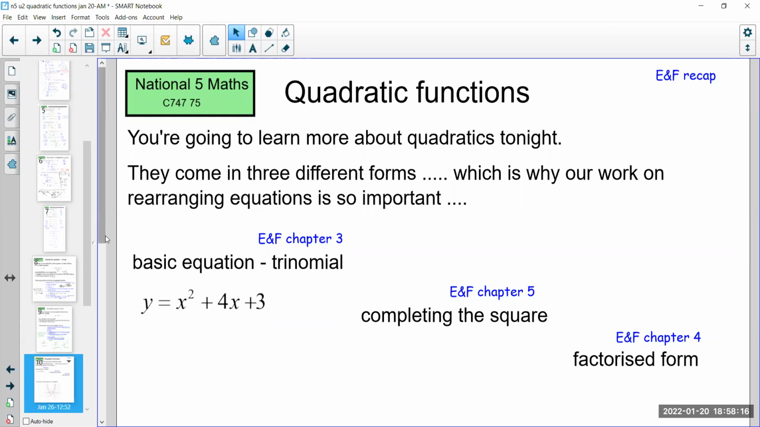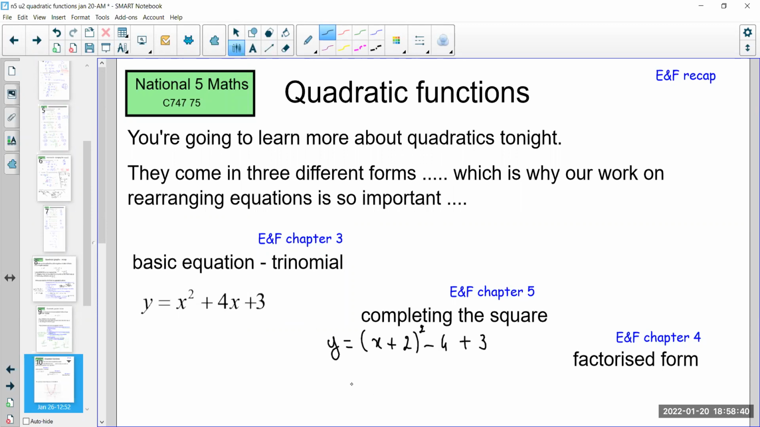We've learned how to do completing the square. Remember what we were doing? We were halving this. So when we were completing the square, we used to write it as y equals x plus 2 squared. But because you were adding 2 squared, which is 4, you had to take it away, minus 4, and then you've got your plus 3. And that is just x plus 2 squared minus 1. So this function here, x squared plus 4x plus 3, we've rewritten in completed square form.